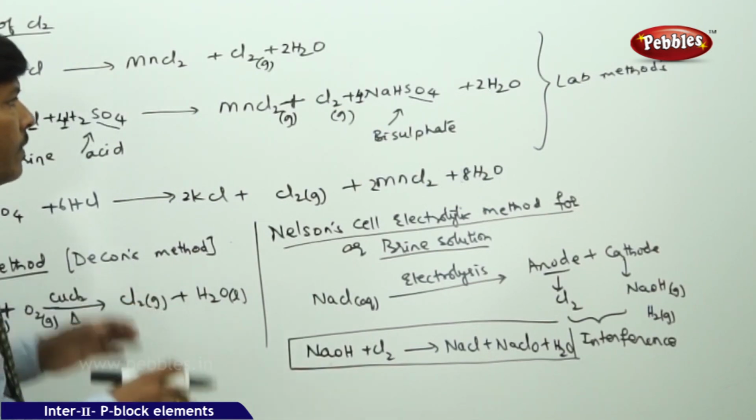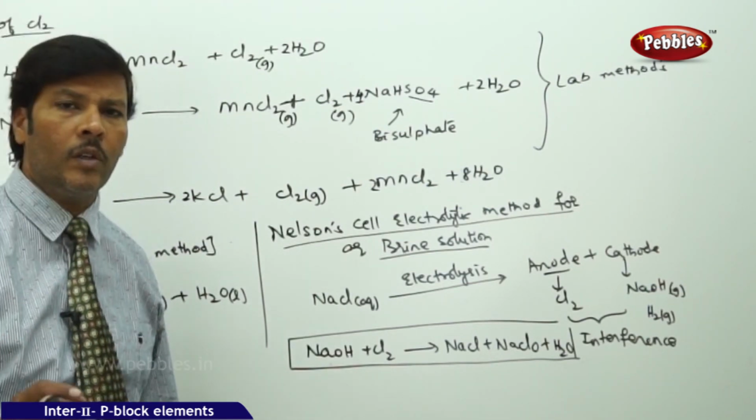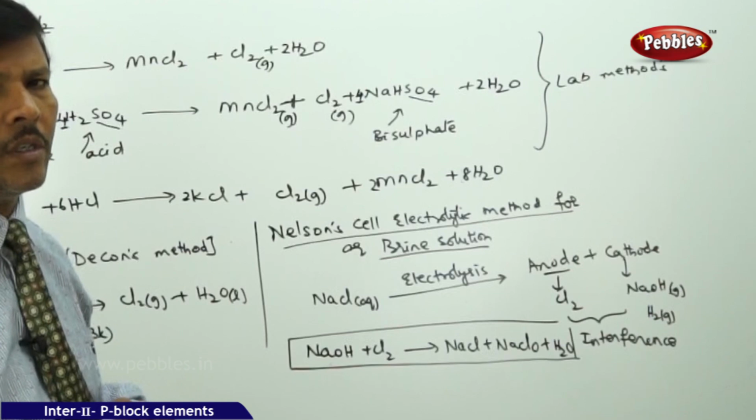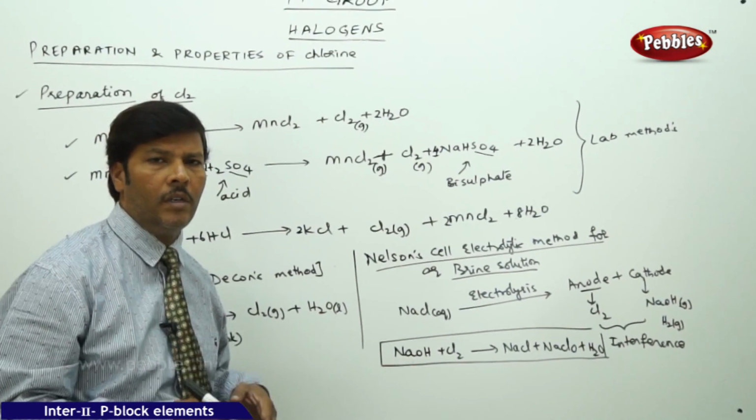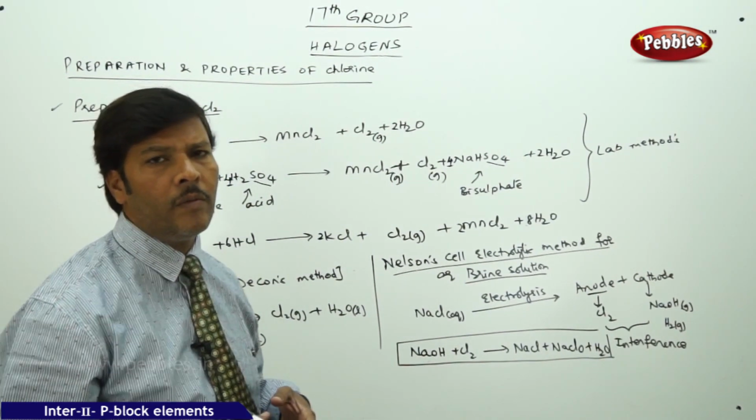And these are all the different methods where we can prepare chlorine, both through the lab method as well as through the industrial method. And now we are going to study the chemical properties of chlorine.